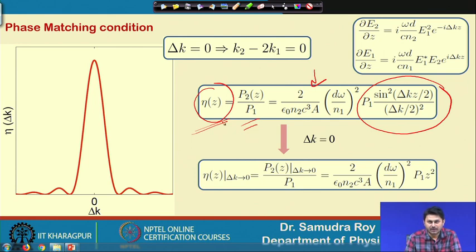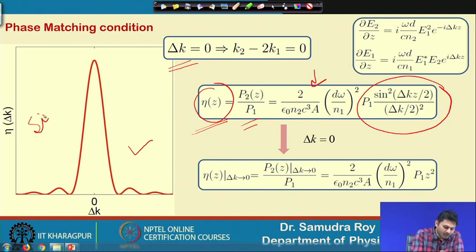In order to improve the efficiency eta, it is better to plot it as a function of delta k. Delta k is the phase mismatch. If I plot this entire quantity, the efficiency, as a function of delta k for a fixed z, we get this kind of function, which is nothing but the sinc function.